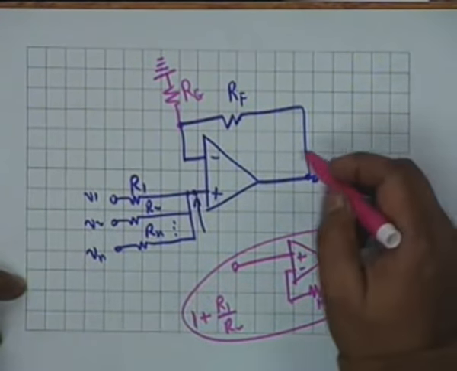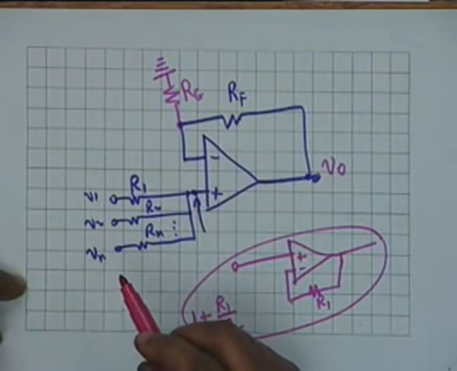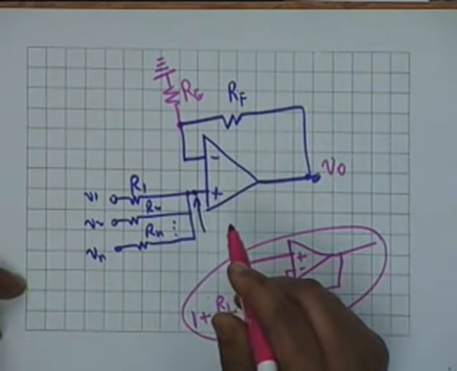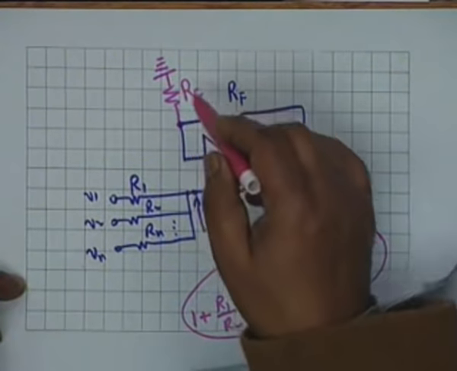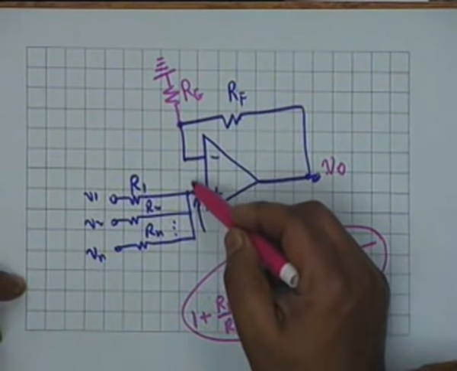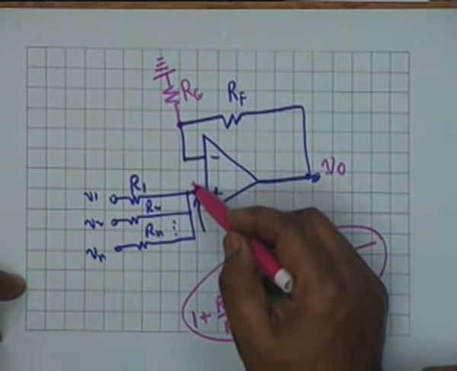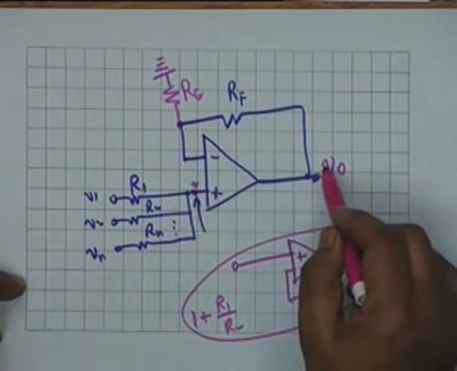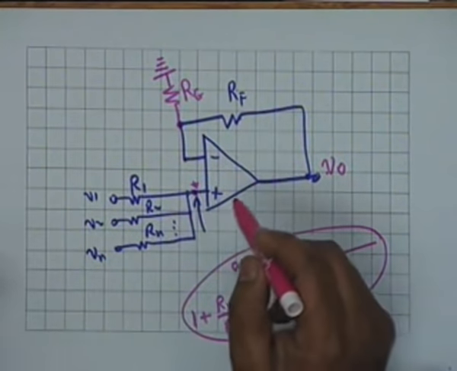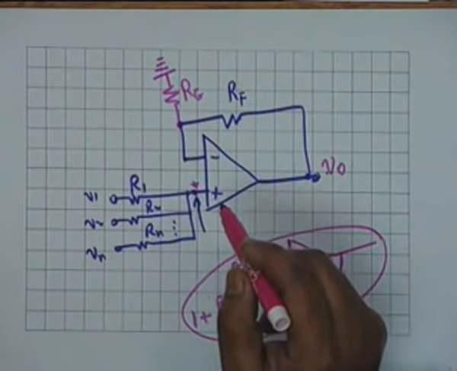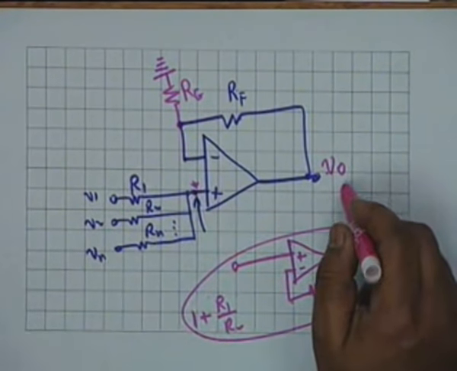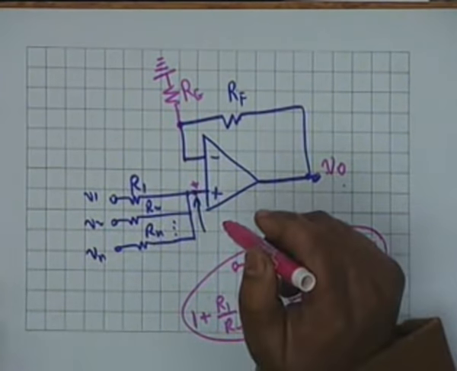Alright. And what is this voltage? How come? It would be V0 Rg divided by Rg plus Rf. And because no voltage can exist between these two, this voltage shall be the same as V0 Rg divided by Rg plus Rf. So equating these two, you can then find out the voltage V0 in terms of V1, V2, Vn. This is one method.